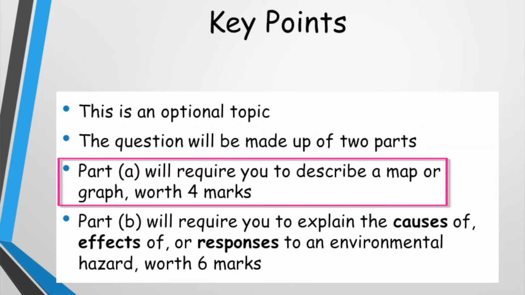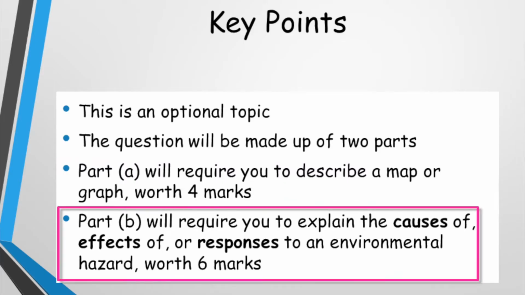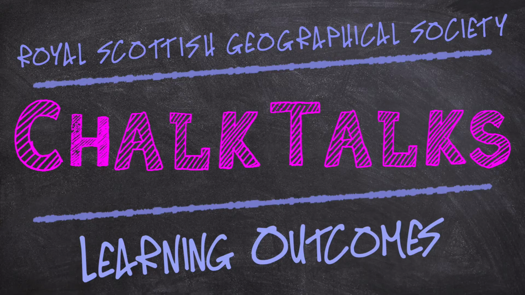For Part A, you'll be asked to describe patterns relating to environmental hazards from a map or graph, and this part will normally be worth 4 marks. For Part B, you will be asked to explain the causes of, the effects of, or the responses to a particular environmental hazard, and this will be worth 6 marks.